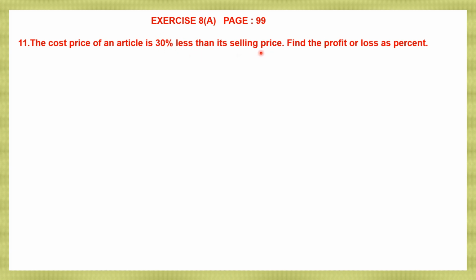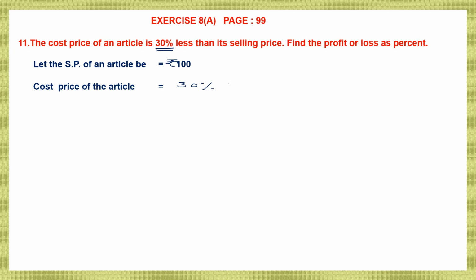That means we don't know the selling price. So, let the selling price of the article be 100 rupees. So, we'll consider that to be 100 rupees. Now, the cost price is 30% less than the selling price. So, first we need to find 30% of the selling price. So, the cost price of the article is 30% of the selling price, which is 100 rupees.